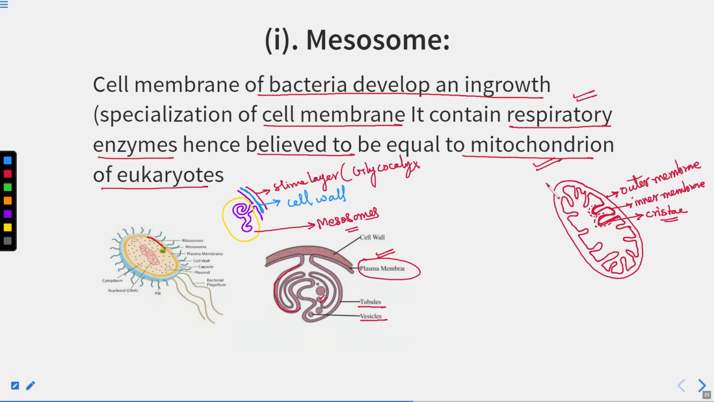That is why it is called a very, very important structure present in the prokaryote, and it resembles the mitochondria. So do remember this mesosome. This is the invagination of the cell membrane of the bacteria, right? It grows inward into the cytoplasm itself, and it contains all those respiratory enzymes that are present inside the mitochondria.